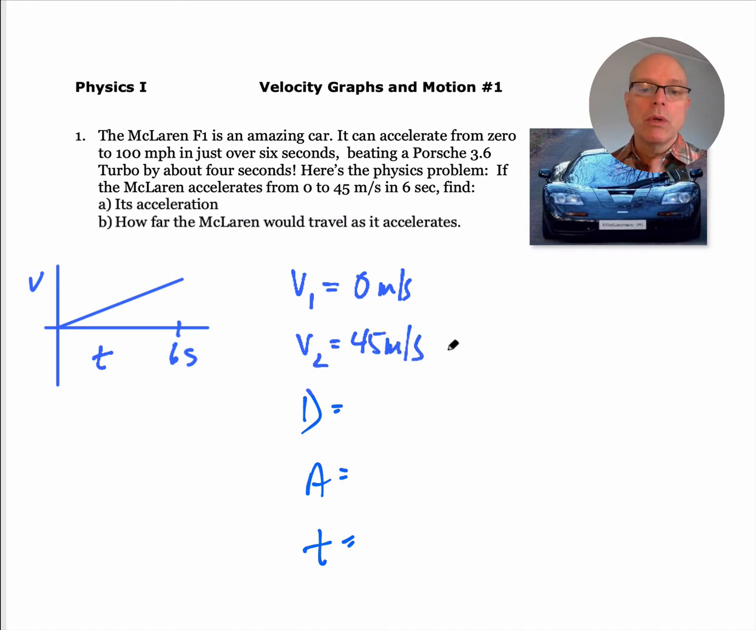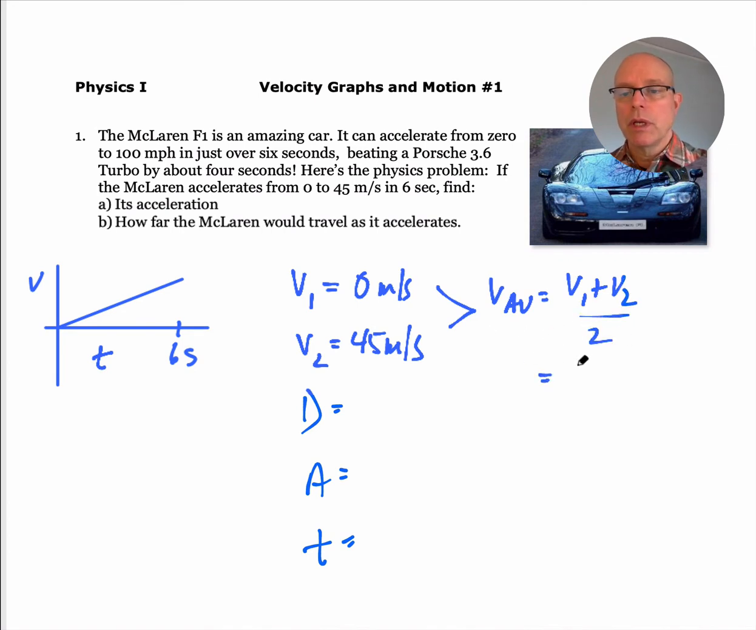What I'm going to ask you to do, or at least what I do, is to figure out change in velocity and average velocity right away at the beginning of the problem, because you almost always use them. So first things first, V average is going to be V1 plus V2 divided by 2, and I work that through and for these numbers I get 22.5 meters per second.